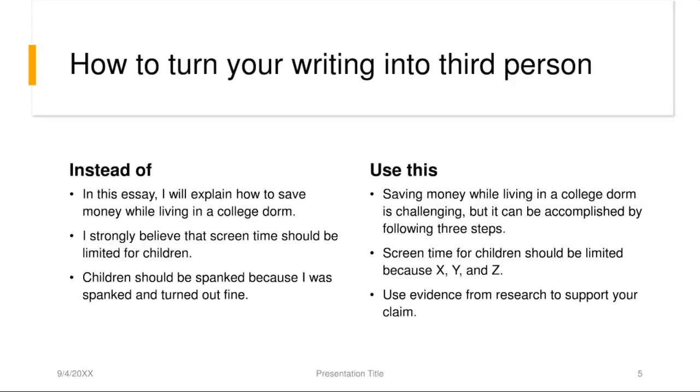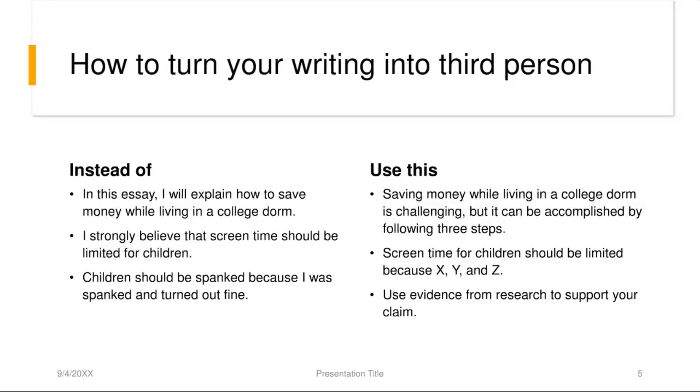But avoid saying, I believe, in my opinion, I feel, or things like that, because again, that's about you, the writer, and not about the topic. A better way of saying that is screen time for children should be limited because X, Y, and Z. And for the letters here, you would input your own reasons that support your claim. Please don't use expressions like I strongly believe or I firmly believe, because that doesn't make your argument any more credible. It just draws greater attention to you.